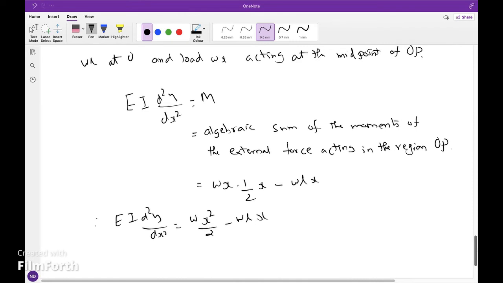Here, this one omega L in the x direction, and at the point P, omega x acting at the midpoint of OP. So this is the omega L by 2.